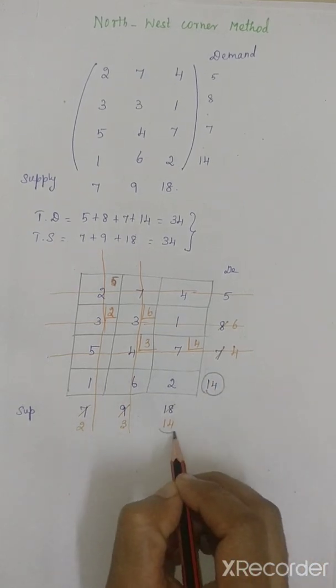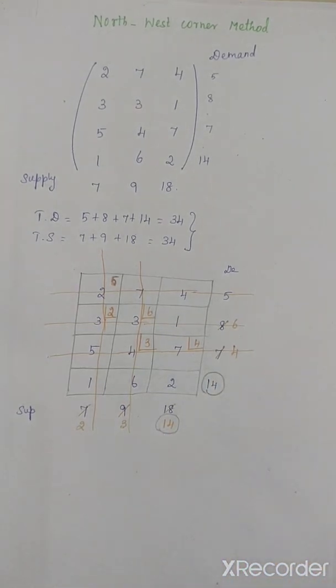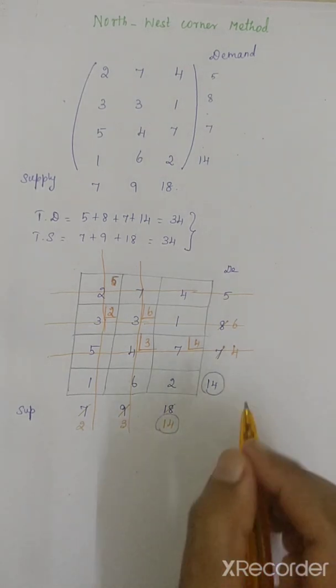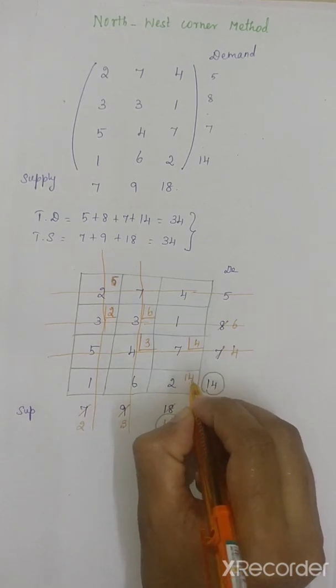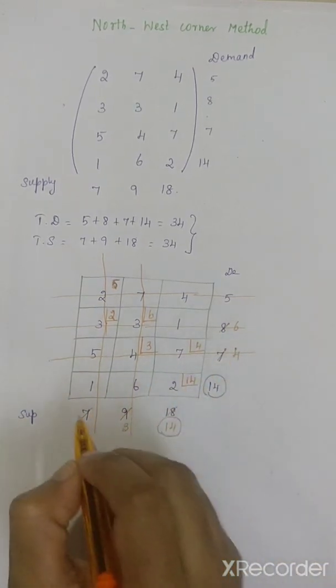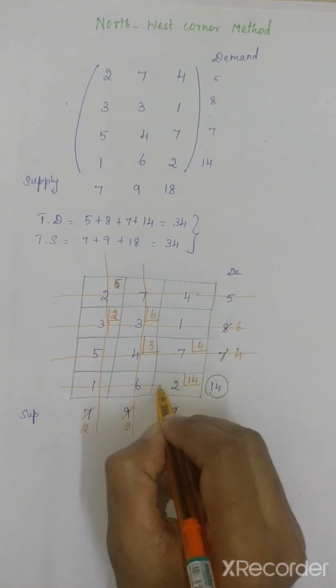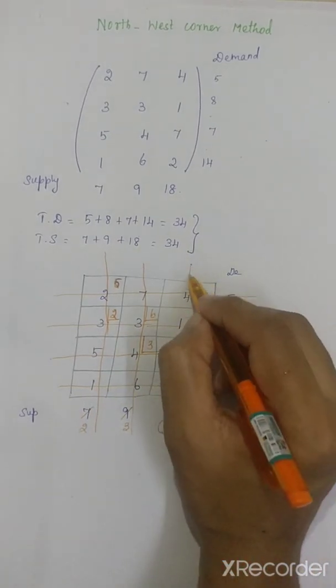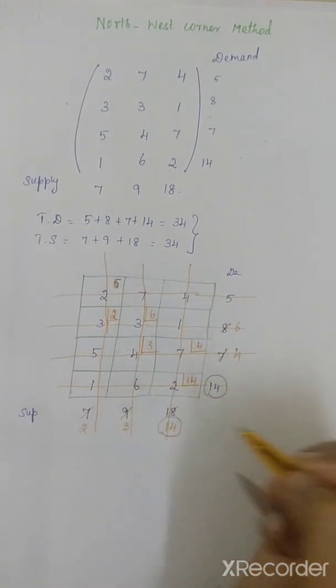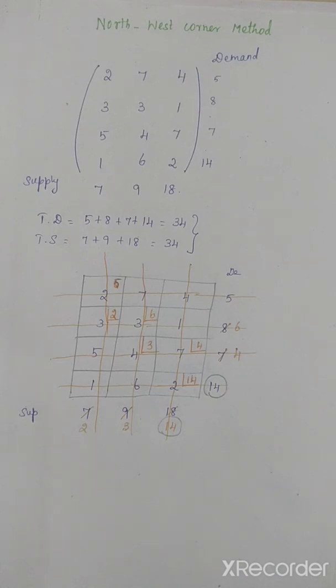Then only your solution is correct. Otherwise, you have to go and check. So these two values are the same. So you have to allocate 14 here. You strike out both the column as well as the row. So in the final, you have to write the solution like here.